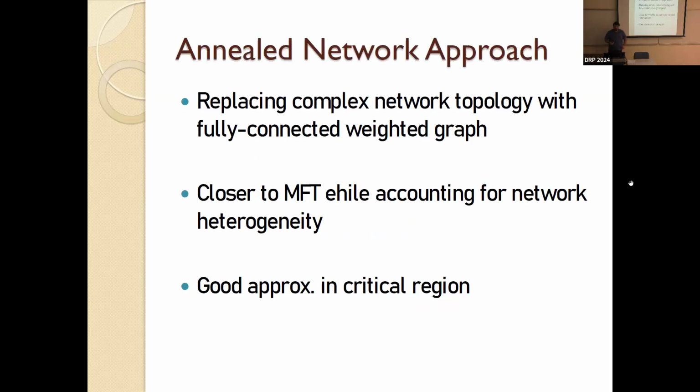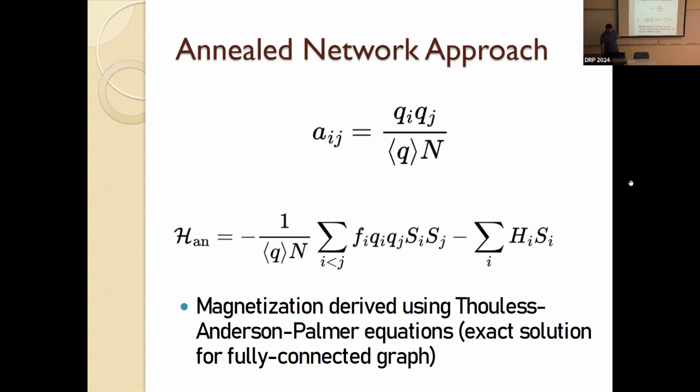And lastly, we have an annealed network approach, where instead of relying on the complex topology of our network, we try to replace it with a fully connected weighted graph. A fully connected graph is one in which all vertices are connected to all others, and this brings a result that is a bit closer to mean field theory, but also can account for network heterogeneity because it is a weighted graph, and it is a good approximation in the critical region.